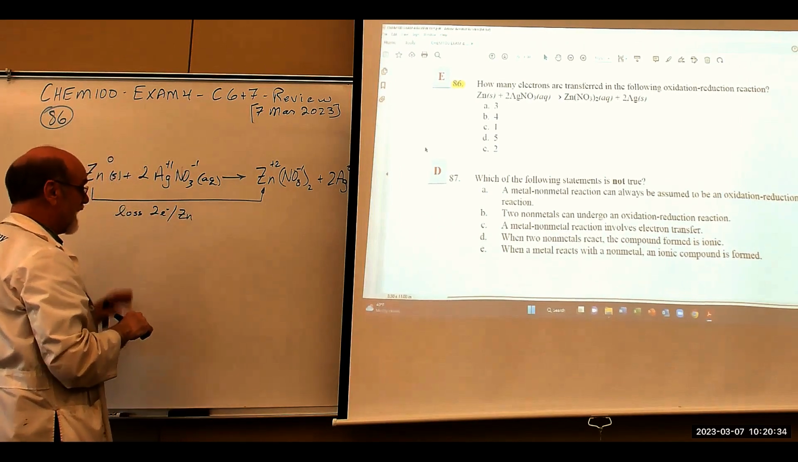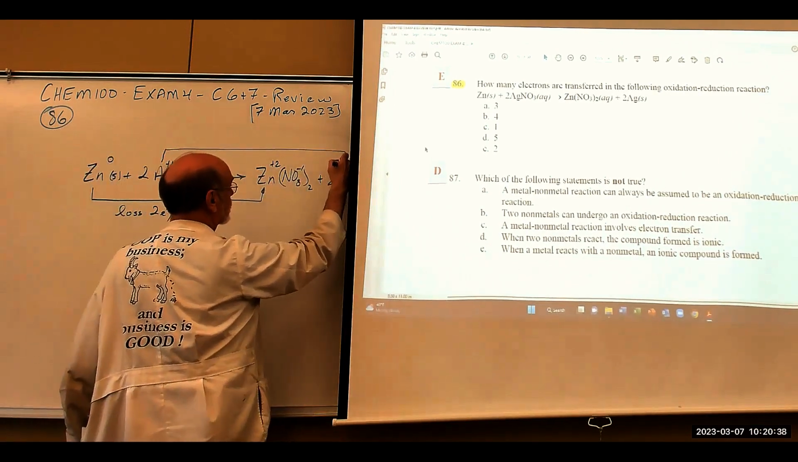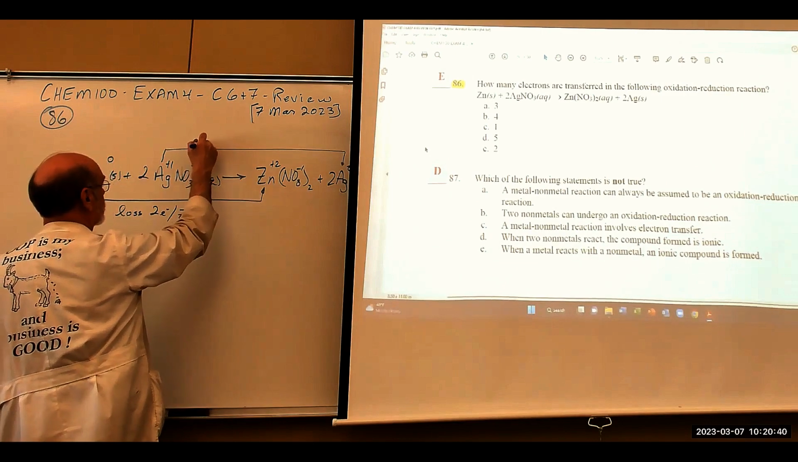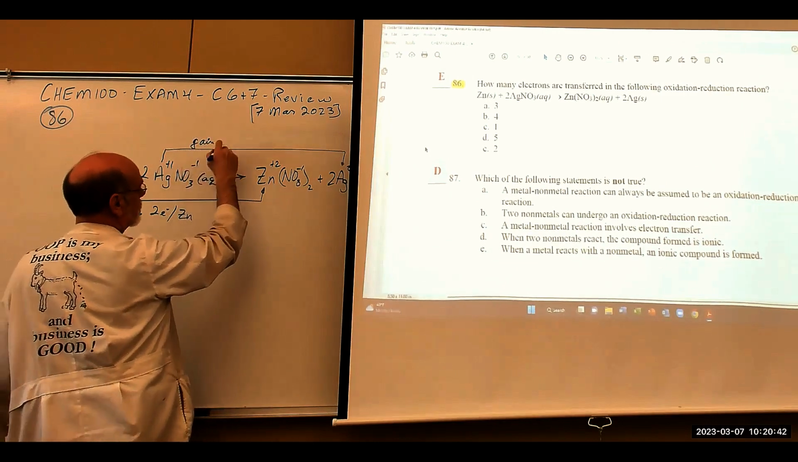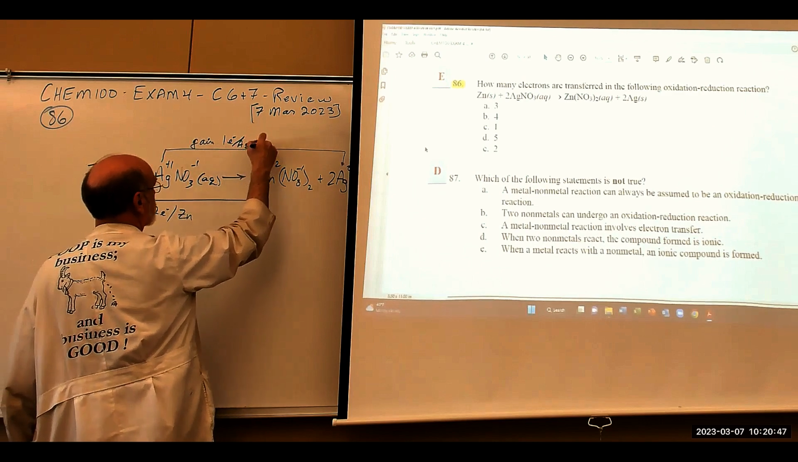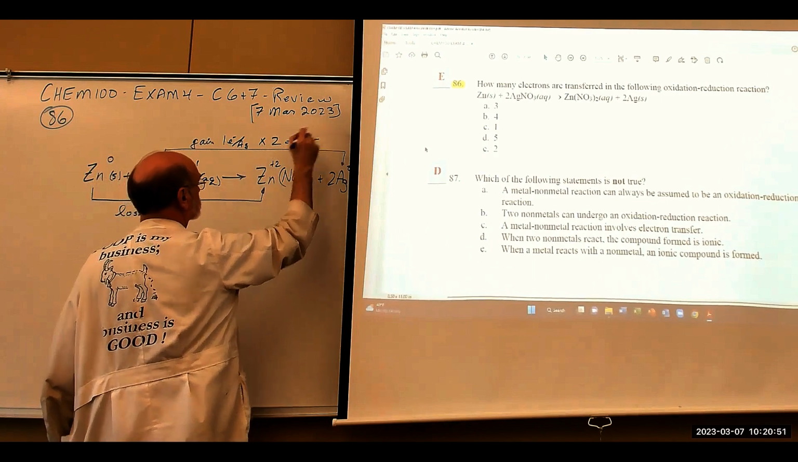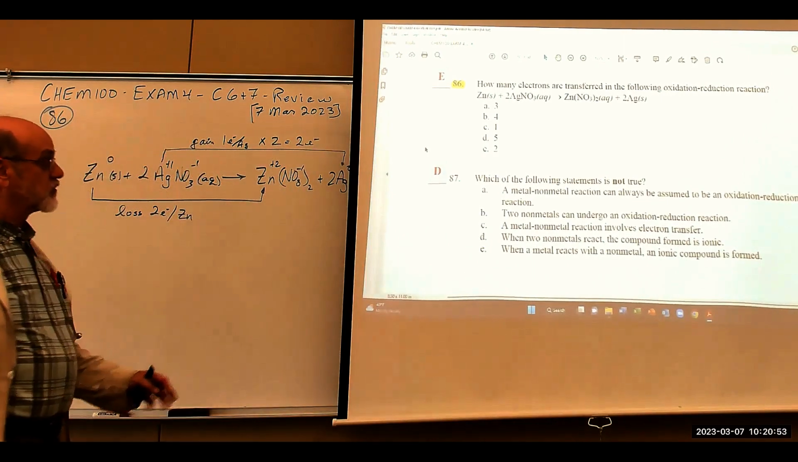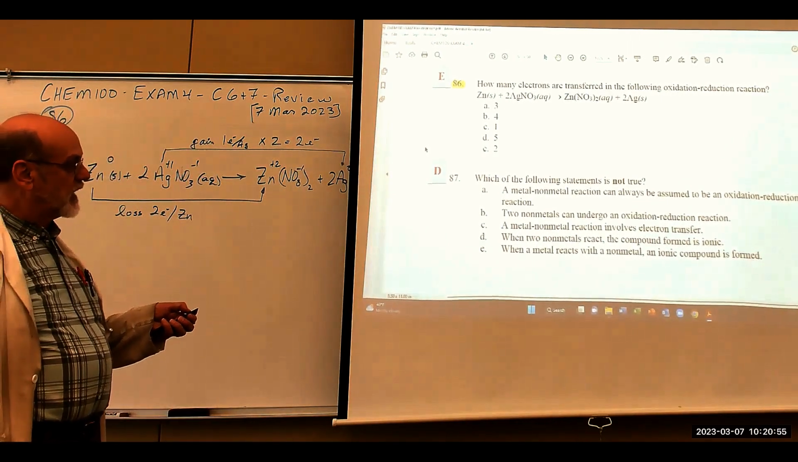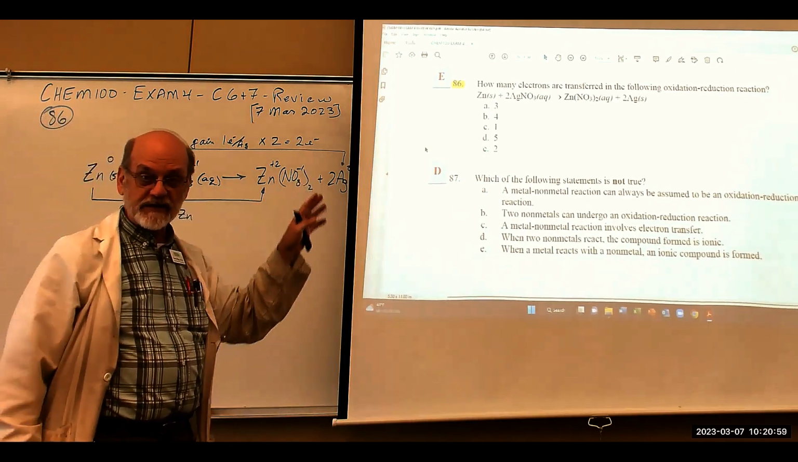Now let's see if it's balanced, we should get the same gain here. Gain of 1 electron per silver, but there are 2 silvers, right? 2 silvers equals 2 electrons. So how many electrons were transferred? 2 electrons. 2 electrons were transferred in this balanced equation.